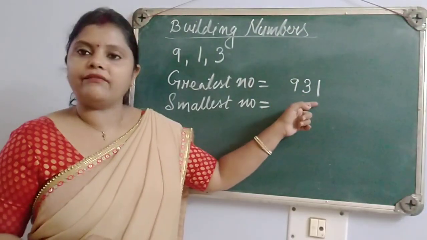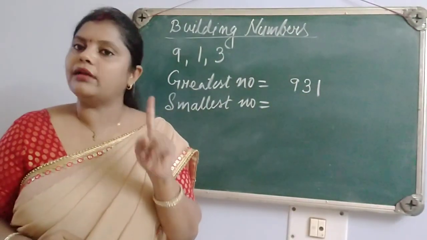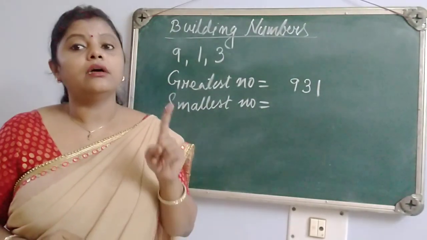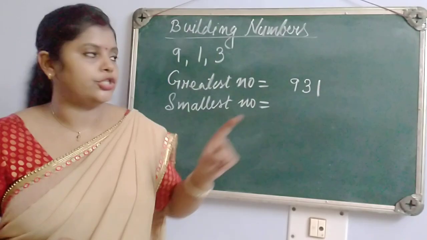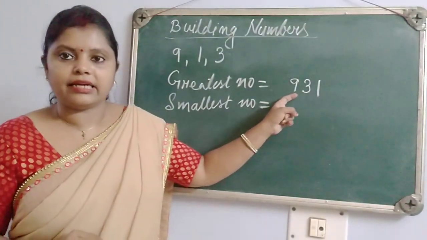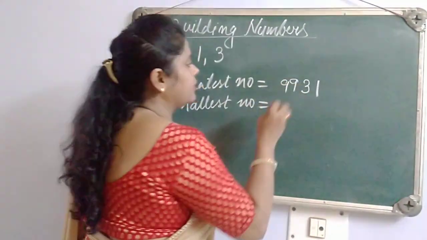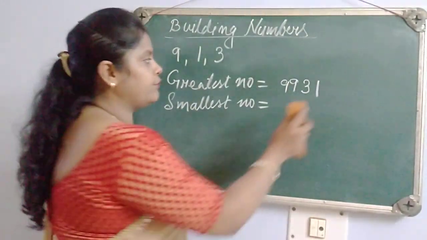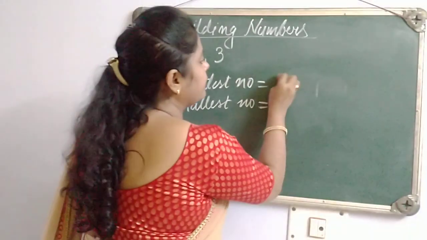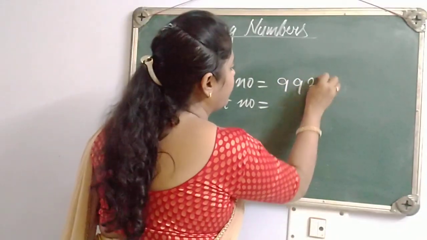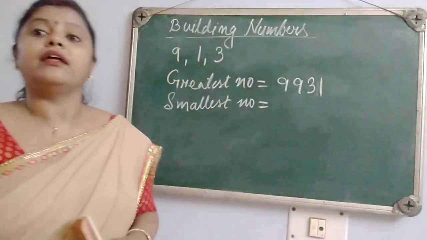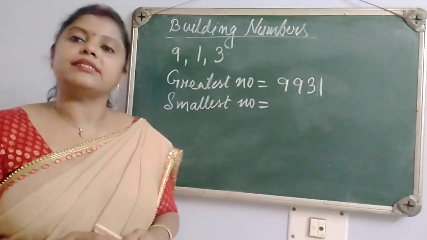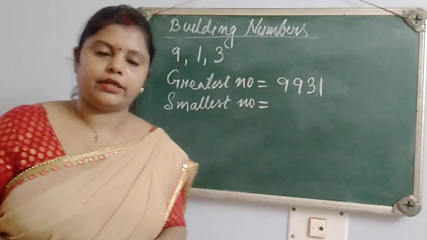4 digits, and we have only 3. So it means we need one more digit. And as I told you right now, for the greatest number, we will repeat the greatest digit. The greatest digit here is obviously 9. So we will write 9 here. It means that the answer which we have got is 9931. Okay?